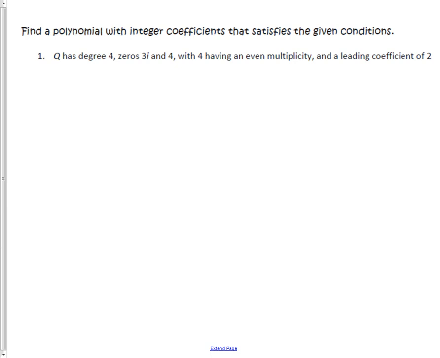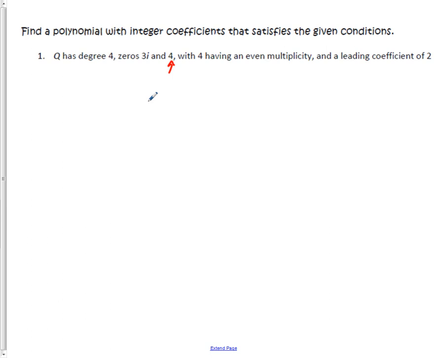This is problem number 1 from your Unit 2 study guide, and it's asking us to find a polynomial with integer coefficients that satisfies these conditions. Q has a degree of 4, it has zeros at 3i and 4 has an even multiplicity, and a leading coefficient of 2. So let's start with the fact that this has an even multiplicity.